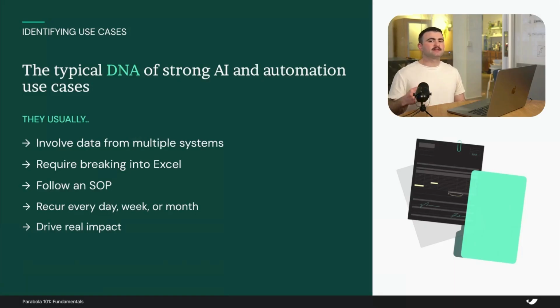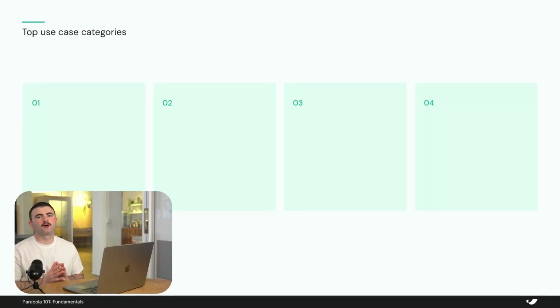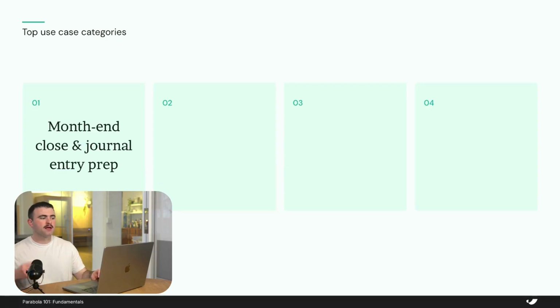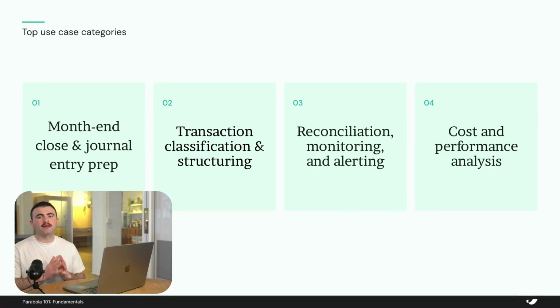Now, a process doesn't need to check all 5 of these boxes to make for a great Parabola use case, but the more boxes a process checks, the better the use case is for Parabola. Since Parabola can really automate anything you're currently doing in spreadsheets, there's really no limit to the number of use cases you can automate in Parabola, but from working with hundreds of other finance and accounting teams, we generally see use cases fall into one of 4 broad categories: month-end close and journal entry prep, transaction classification and structuring, reconciliation, monitoring and alerting, and cost performance and analysis. Let's break down the characteristics of each and share some specific examples.